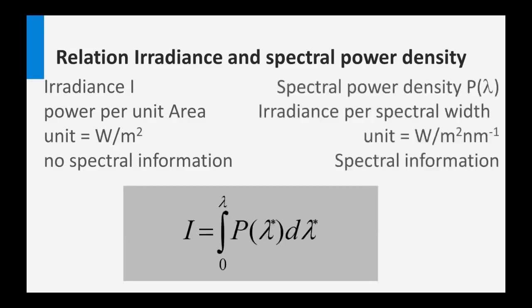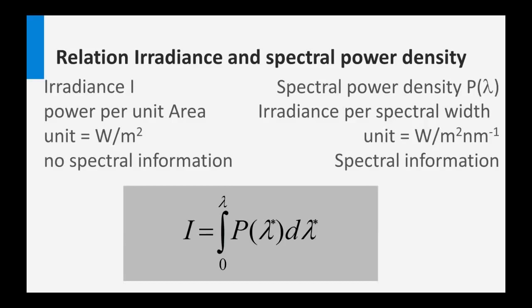Spectral power density has spectral information. It's the irradiance per spectral width. So if we choose a part in the blue spectrum, we have the spectral power density at a wavelength in the blue. Its unit is then watt per square meter per nanometer. The per nanometer shows you we are already selecting a spectral range, so it has spectral information. So the spectral power density shows whether the light incident on the surface contains more energy in the blue, in the visible, in the red, or infrared.